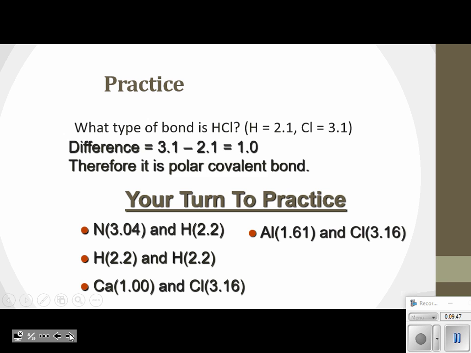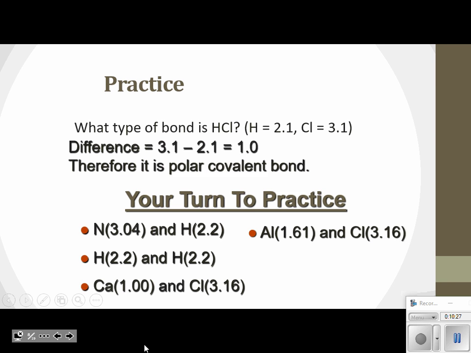Here's a good one to talk about. Go ahead and do the math here, and then we're going to discuss this one second. Okay? 3.16. 1.61. What do you get? 1.55. All right? So you're telling me that that would be what type of a bond? Carly, what type of a bond?